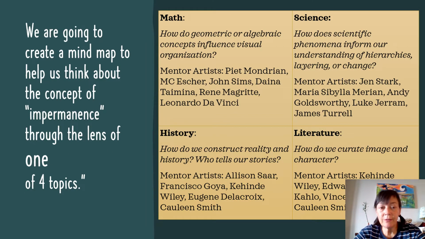So we're going to think about the concept of impermanence. So I'm starting with a really big idea, and I want you to get smaller and smaller until you come up with images or attitudes about these things that you can infuse into your artwork. So you're going to use one of four topics: math, science, history, or literature, and use these big questions such as creating geometric concepts, how does it show in the final piece, how does scientific phenomena inform our understanding of hierarchies, layerings, how do we do imagery, how do we create characters, and how do we construct what is real.